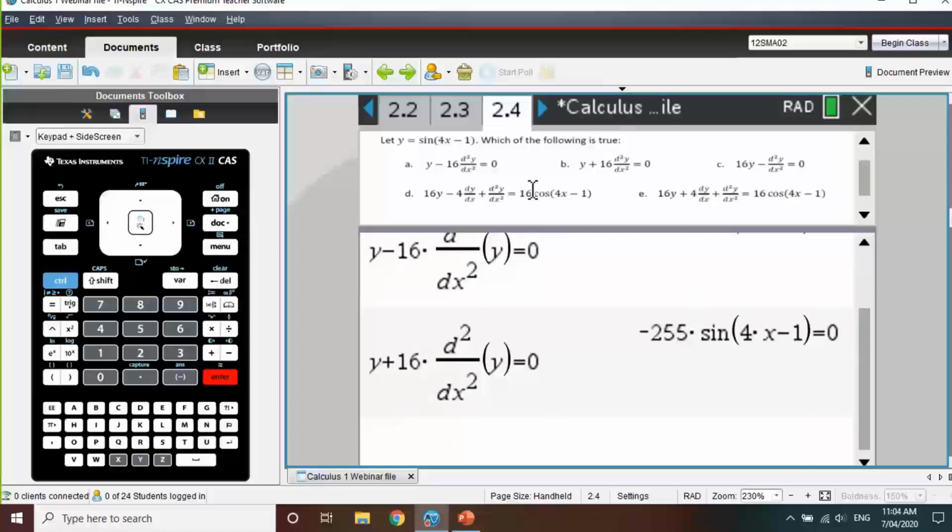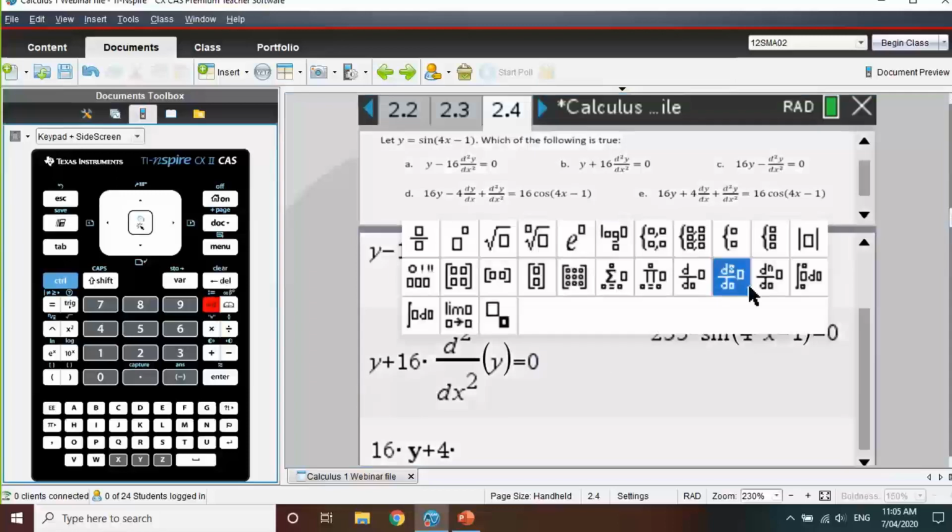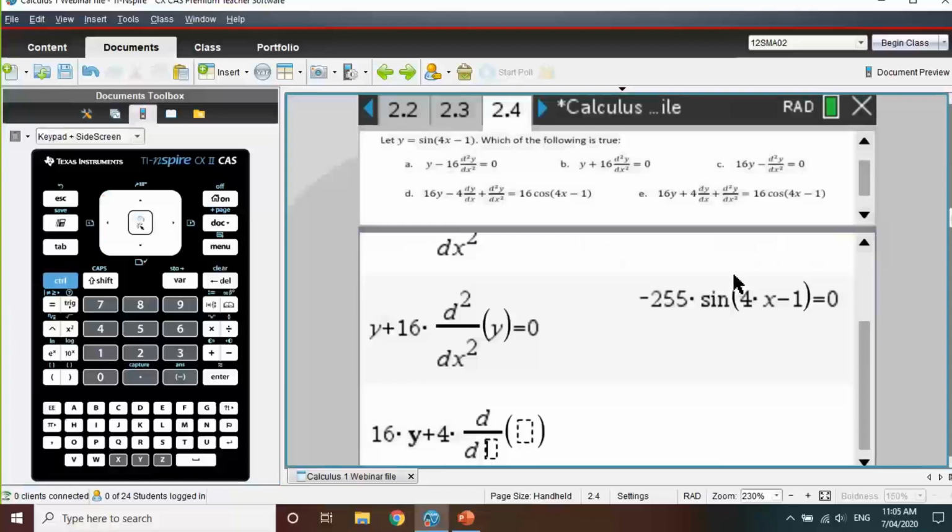So we can go ahead and try each option. Let's try option E, because I think that one might be a winner. So we can type in 16 times y plus 4 times the derivative. So again, we want to type in the derivative. We can head over to our template button next to the book button that we just used, and next to the second derivative is our first derivative template. So we can type in dy dx there.